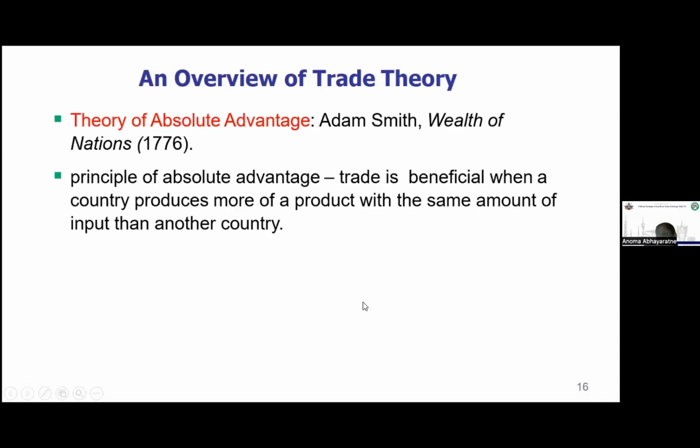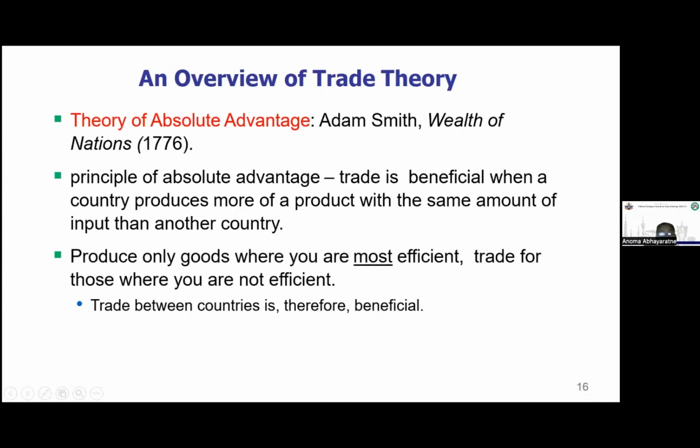There are a number of theories explaining the benefits of trade. I'm not going to discuss them all, but I have included them in the slides if you are interested, so you can go through it. That theory basically says trade, meaning selling and buying goods between countries, is beneficial when a country produces more of a product with the same amount of input than another country.